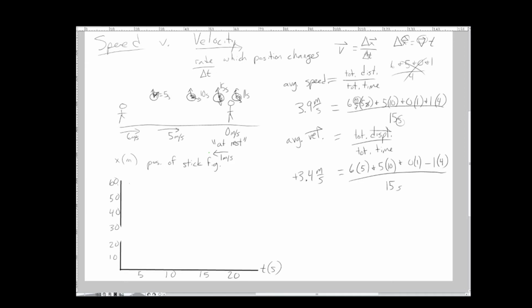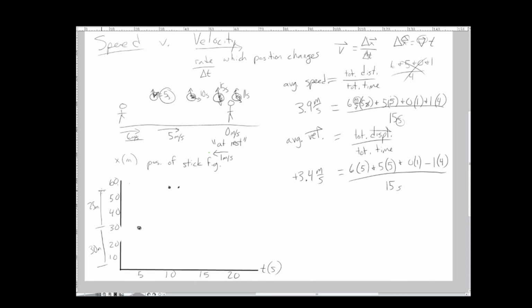Alright, let's keep track of where this person is going to be. So if they run 6 meters per second for 5 seconds, that should be a distance of 30 meters, so they'll be right about here. 5, crap. So 5 meters per second for another 5 seconds. Should be another 25 meters. Be at about 55. Then for 1 more second, the person's at rest.